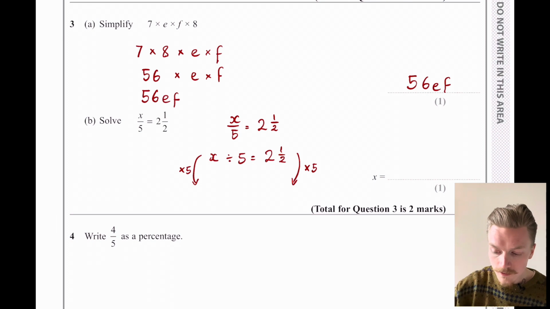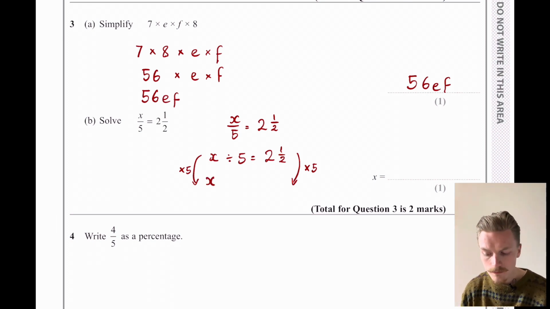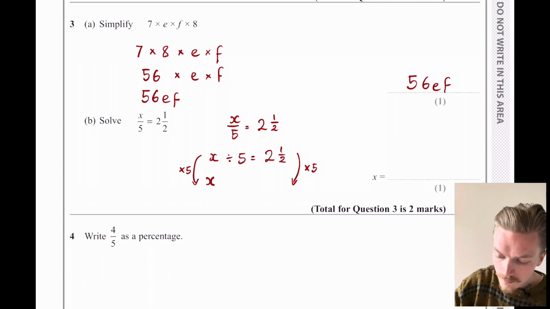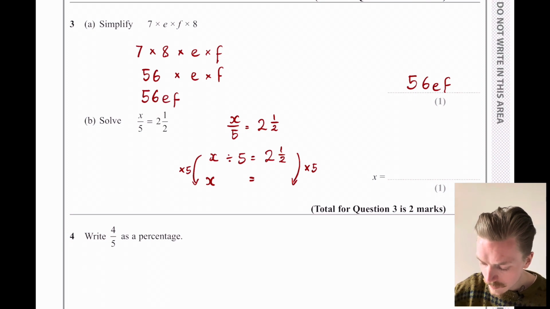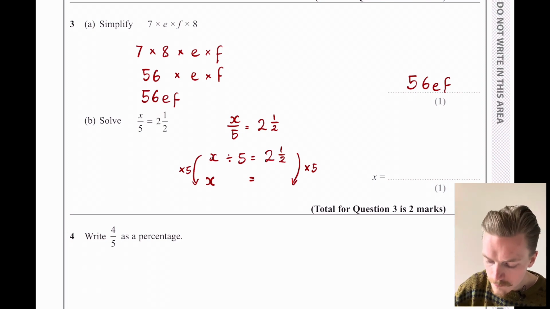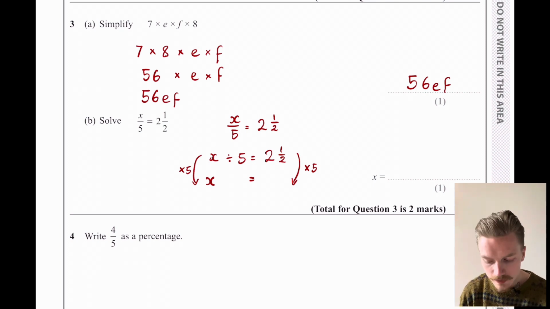They're the inverses. So actually, I've just got x left over there because they've cancelled each other out. We call this process cancelling. Okay, and then I need to do 2.5 times 5. The reason I've got these arrows on both sides like that is because it's an equation.